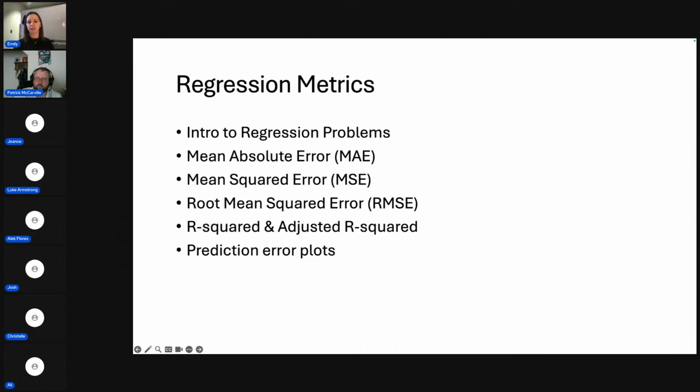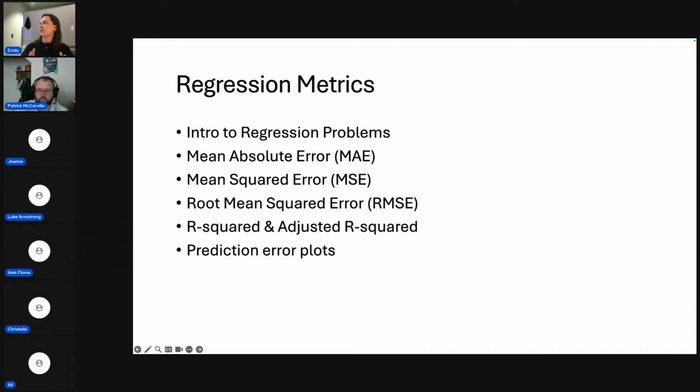If you remember, think back to the other course, we talked about regression problems versus classification problems, and we had kind of that tree that had different subsets of problems. Here we're going to talk about regression. So when we have a regression problem, how do we evaluate that? We're going to talk about the mean absolute error, the mean squared error, the root mean squared error, also adjusted R squared and the R squared value, and prediction error plots.